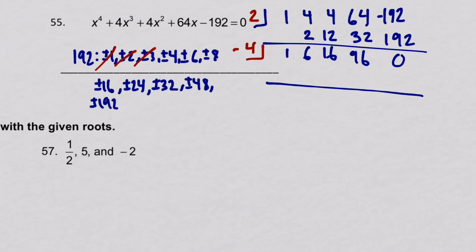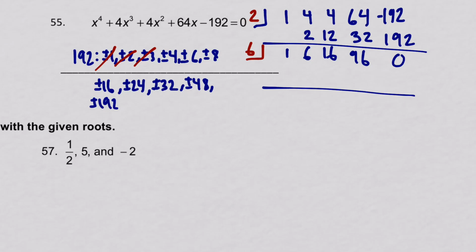So we try negative 4. Bring down the 1. Negative 4 times 1, negative 4. 6 minus 4 is 2. Negative 4 times 2, negative 8. 16 minus 8 is 8. Negative 4 times 8 is negative 32. And again, that does not work.